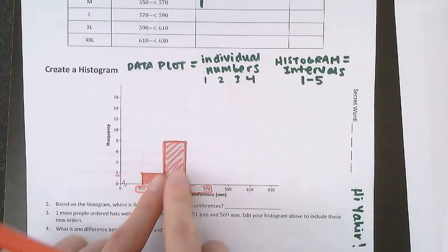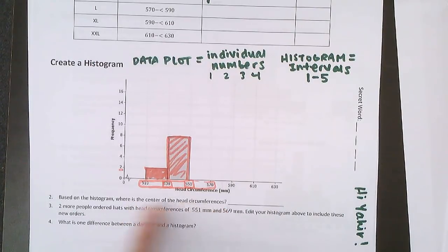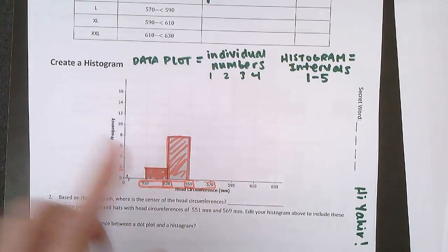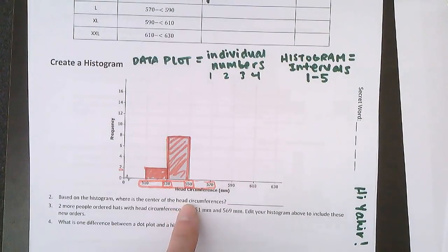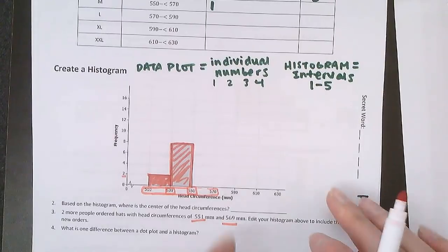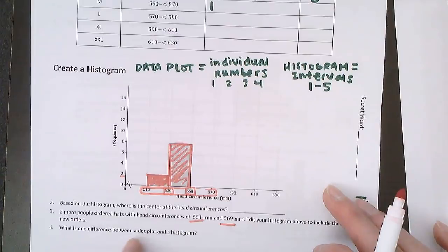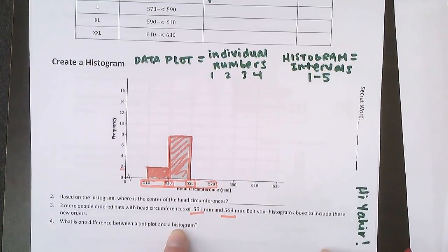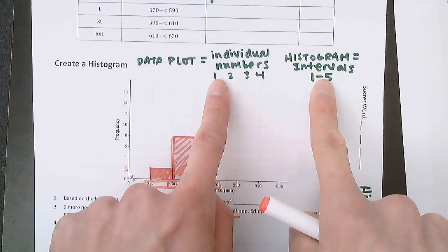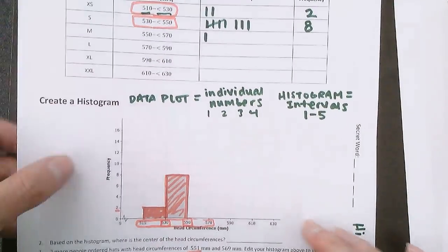Then, once you are done creating this histogram, you can answer each of these questions, right? Where is the center? It should form a little bit of a hill. Where is the center of the hill? That's what would go here. Here it asks you if 2 more people ordered hats and they were 551 and 569, how would that change your histogram? And then change your histogram. And then last one, what is one difference between a dot plot and a histogram? Well, as a hint, I may have already given you the answer up here. All right, so that's this.